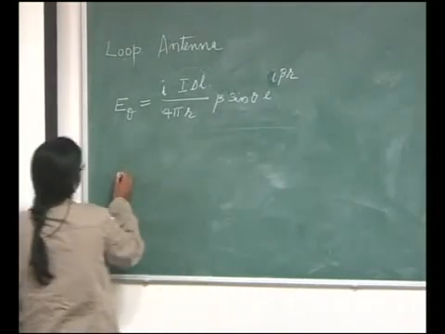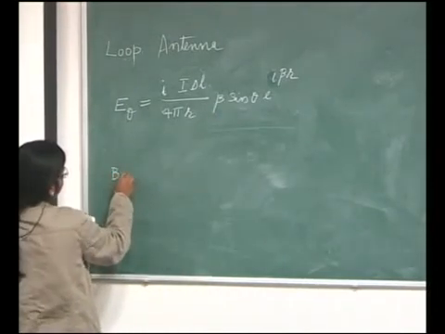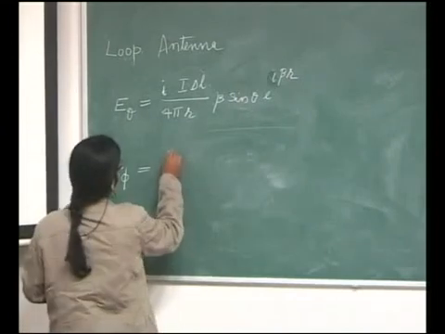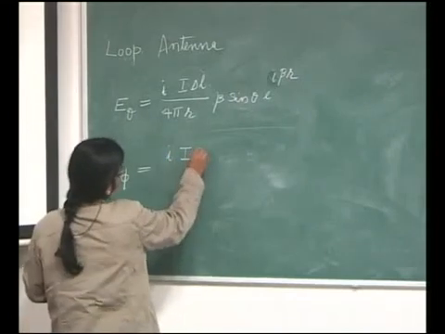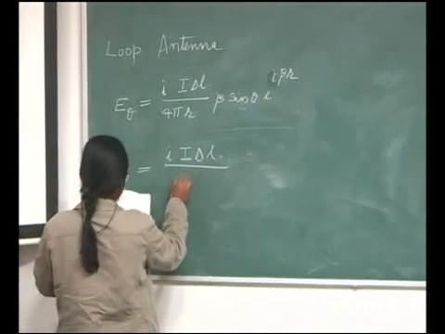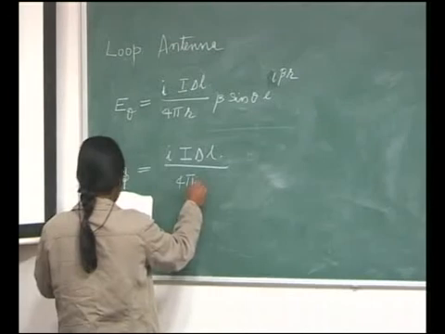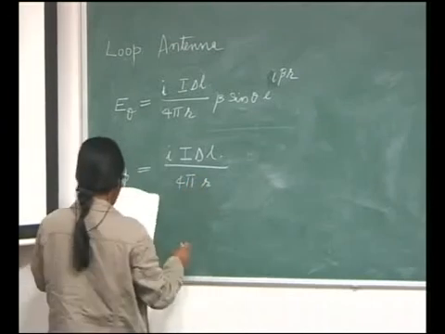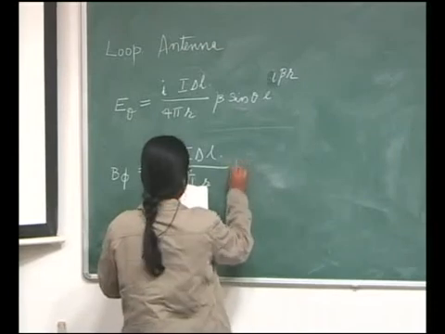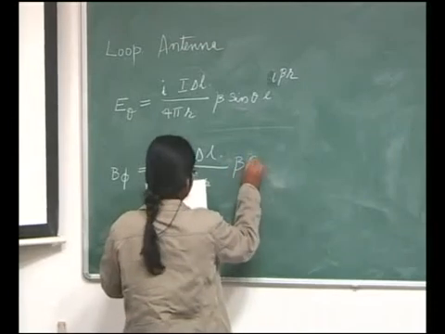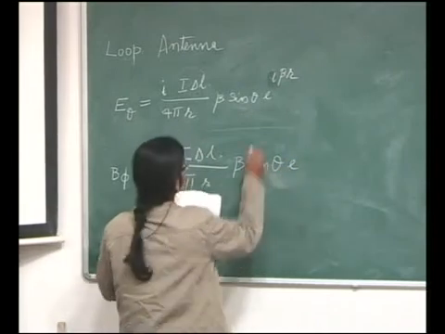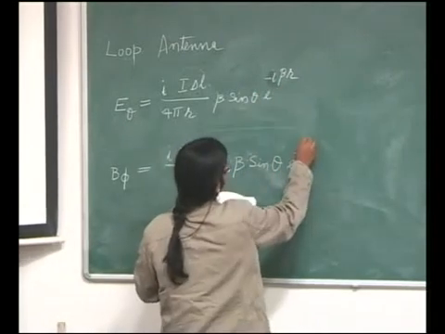Okay. And then I have B phi. B phi is equal to I delta L divided by 4 pi r, beta sin theta e to the power, this is negative j beta r.